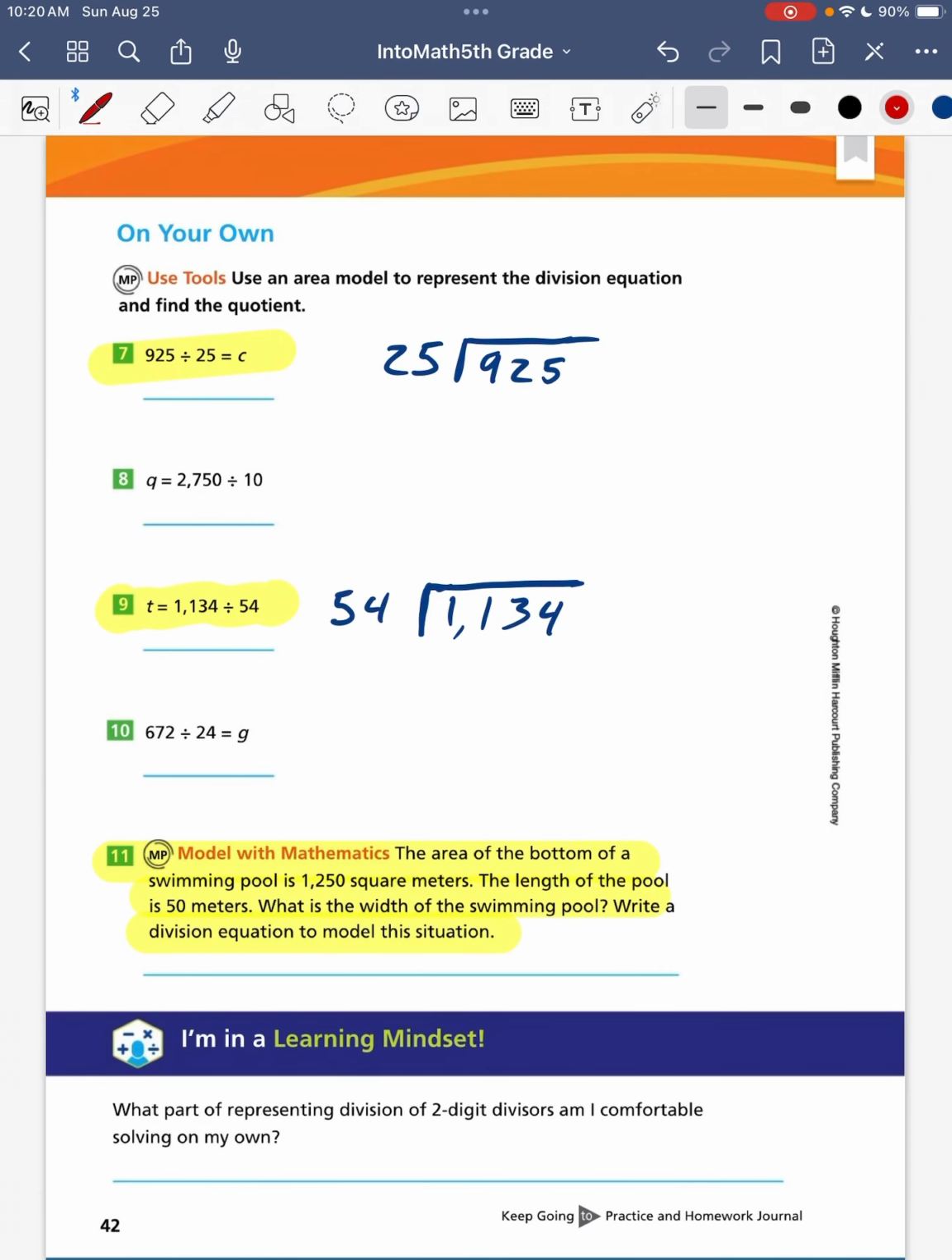All right, on to our final 3 problems for today. We're going to be doing problems 7, 9, and 11.